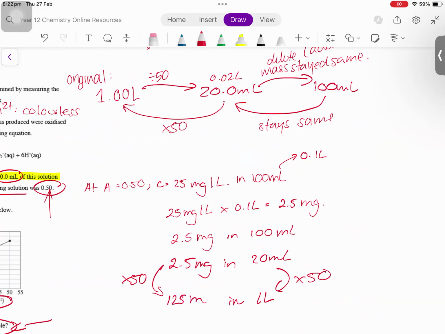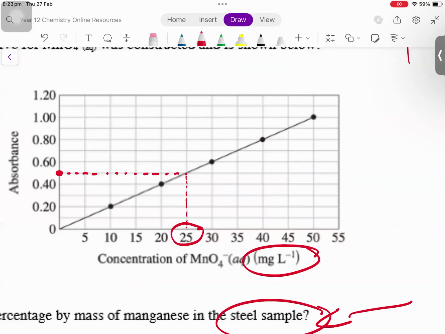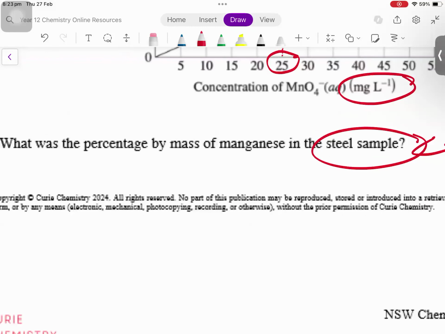125. Good. I've gotten back to the original scenario. Awesome. What you normally do here is you just do whatever the question wants because you've got the correct scenario now. However, what's the chemical in the graph? What concentration have we been working with the whole time? MnO4 minus. What chemical are they asking you for in the question? Just the manganese. Okay, so this is actually an added layer from the questions you're used to.